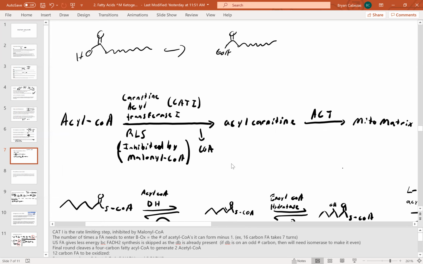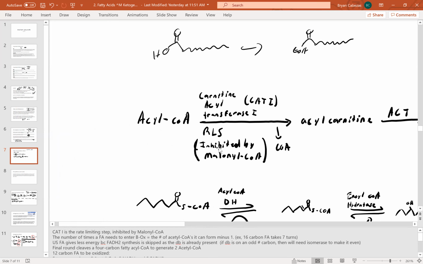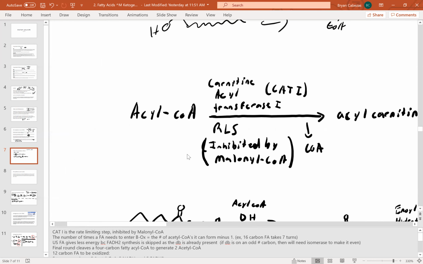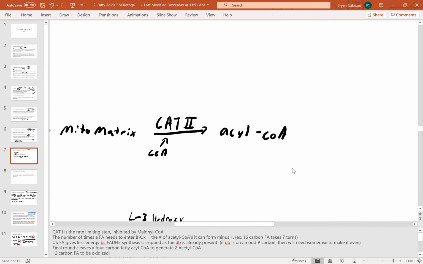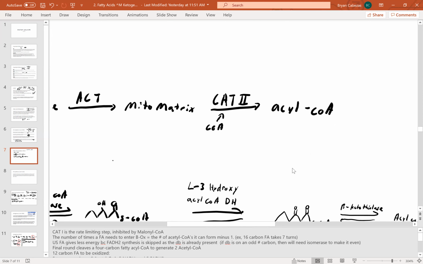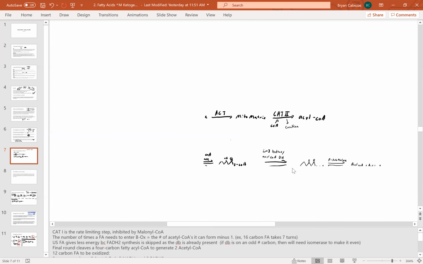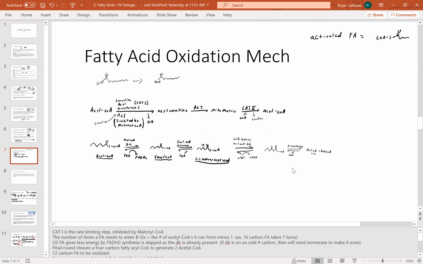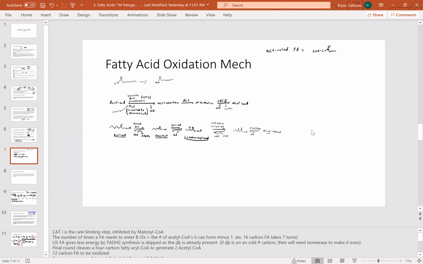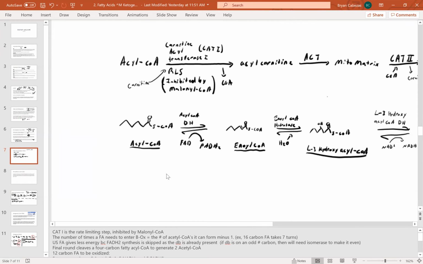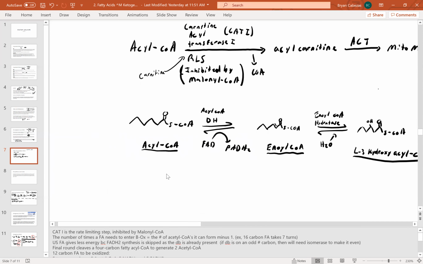Before, we used CAT to introduce the carnitine. That's something I forgot to draw. Carnitine goes in here, CoA leaves. And over here for CAT2, the CoA is going to be introduced and the carnitine is going to leave to produce acyl-CoA. So that's just to get into the mitochondrial matrix. Here we have an activated fatty acid. I don't know if I drew that just now, but all right, so now we have your acyl-CoA.